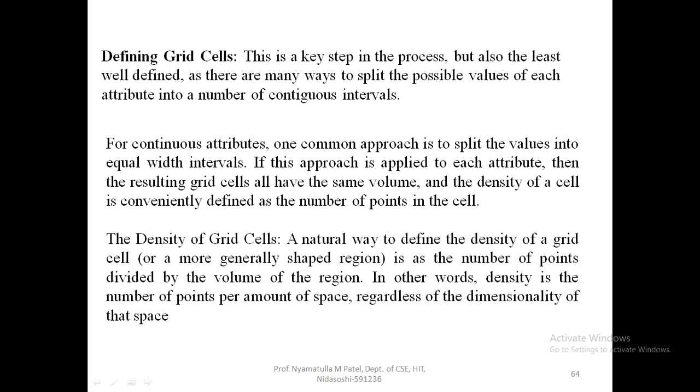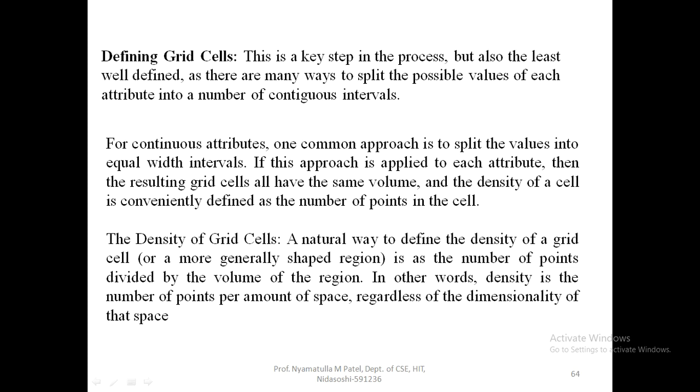One common approach is to split the values into equal width intervals. If this approach is applied to each attribute, then the resulting grid cells all have the same volume. So now what we are doing is splitting the values into equal width. If each cell is split in equal width according to each attribute, then the resulting grid cells will have the same volume, and the density of the cell is conveniently defined as the number of points in the cell.